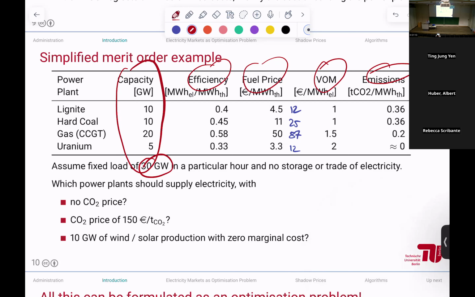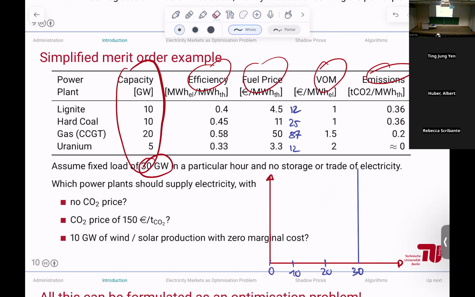And I'll try to squeeze that in here so that we have simultaneous access to the values and the answer. So in the merit order, we would first of all put the 30 gigawatts of load at 30. So we maybe have 20 and 10 and 0 here. This would be gigawatts on this axis, and the price in euros per megawatt hour here.